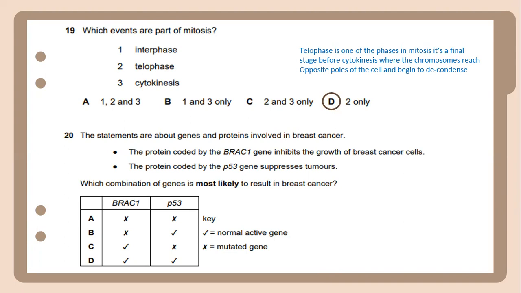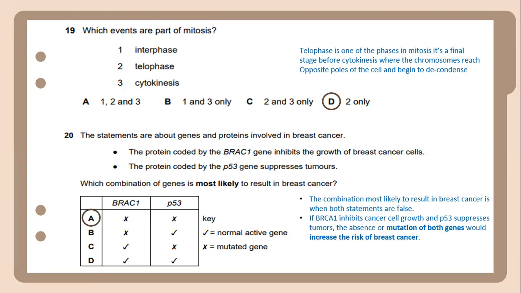The statements are about genes and proteins involved in breast cancer. The protein coded by the BRCA1 gene inhibits the growth of breast cancer cells, and the protein coded by the p53 gene suppresses tumors. Which combination is most likely to result in breast cancer? So the answer will be A. The combination most likely to result in breast cancer is when both statements are false. If BRCA1 inhibits cancer cell growth and p53 suppresses tumors, the absence or mutation of one gene would increase the risk of breast cancer.